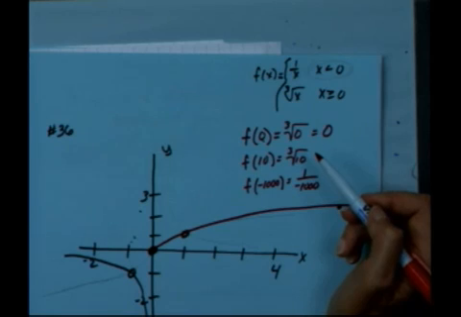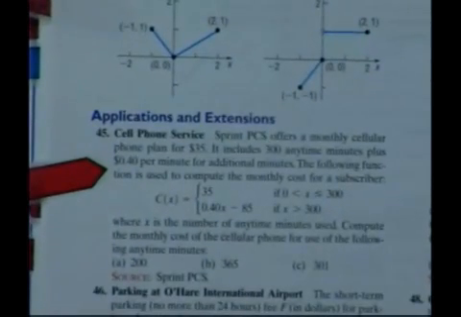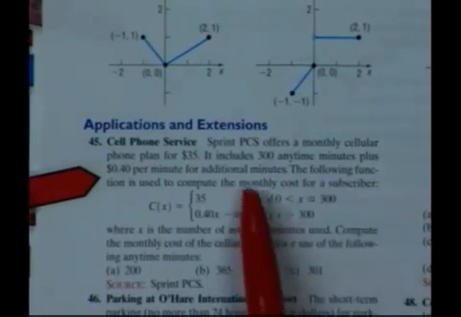Everybody good? All right, let's look at an application, and this apparently is a real application because they credit Sprint PCS as giving the example. I'm on page 264, and we're going to look at problem number 45. This is an application of a piecewise defined function, and this has to do with cell phone services.